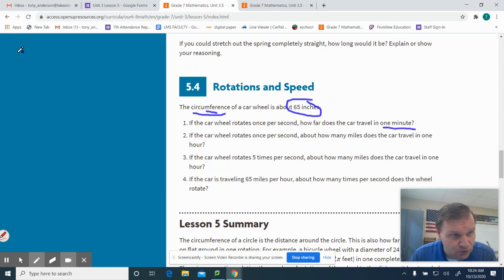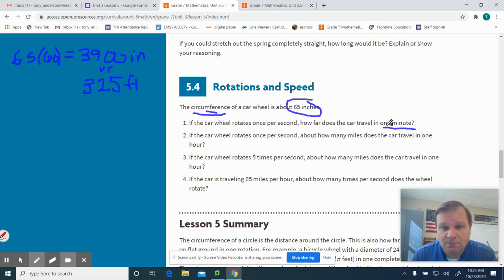In order to do this one, we have to take that circumference and multiply it by the number of seconds in a minute, which is 60. When we do that, we get about 3,900, and that's in inches. We can convert that to feet by dividing by 12, and that's going to give us about 325 feet. That's how far it's going to travel in 1 minute.